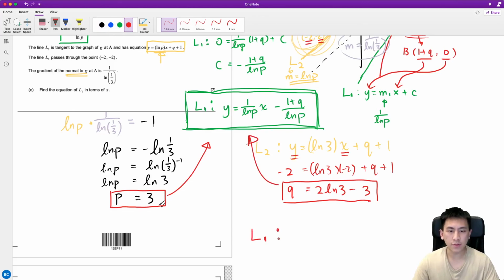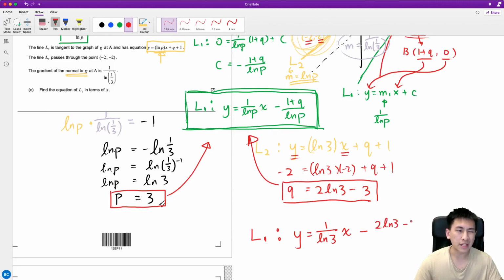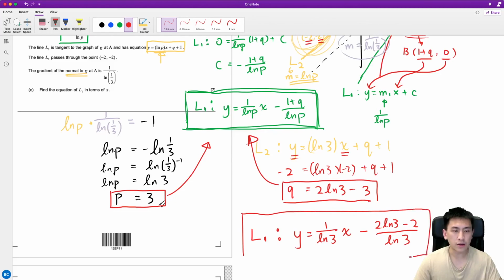L1 is therefore y equals 1 over log P. So we know P is 3, so 1 over log 3 x minus 1 plus Q over log 3. We actually know what Q is, right? So we can do 2 log 3 minus 2, because you're plus 1, right? Over log 3. And that would be our final solution.